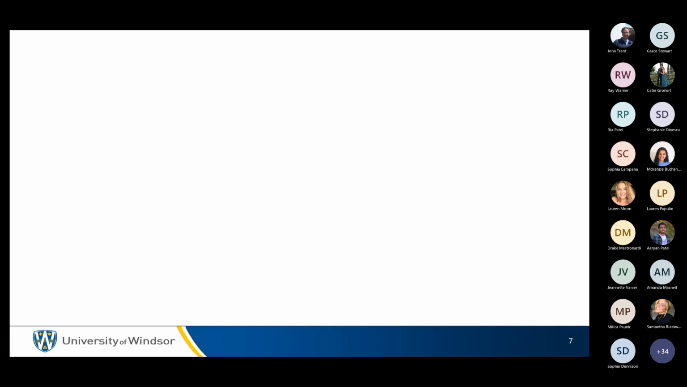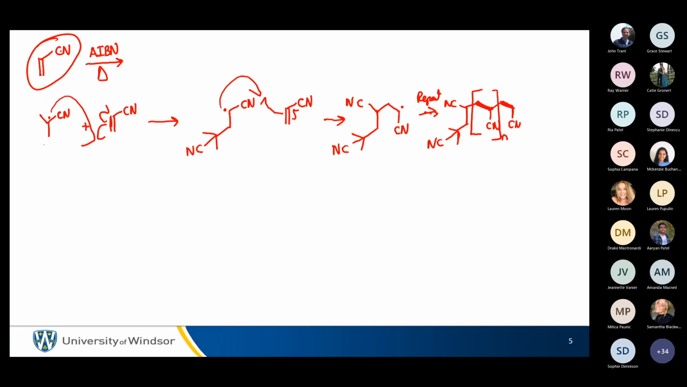Okay, so in the previous example, what steps were what? The initiation wasn't covered. Or the activation wasn't covered. It was making the AIBN. This is the initiation. This is the propagation. I didn't draw termination.